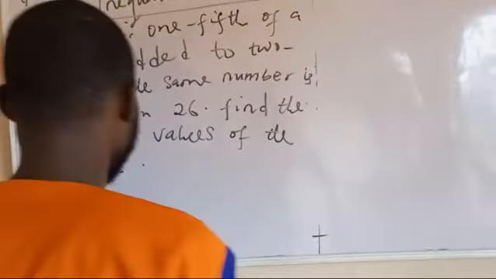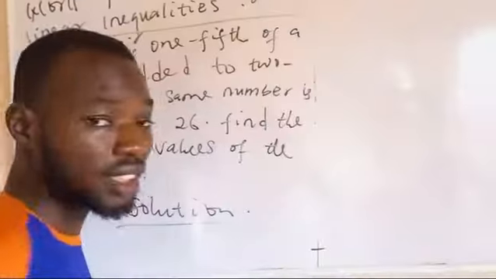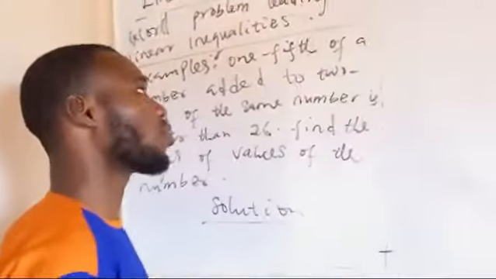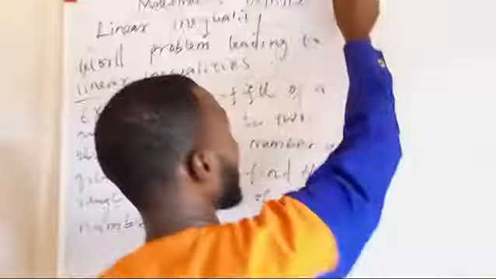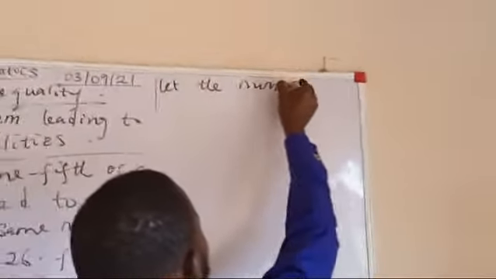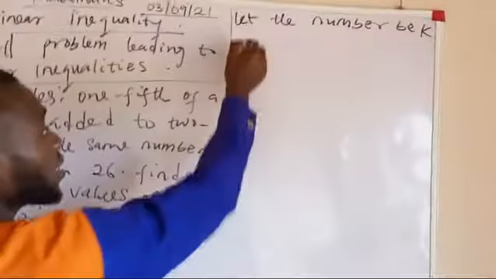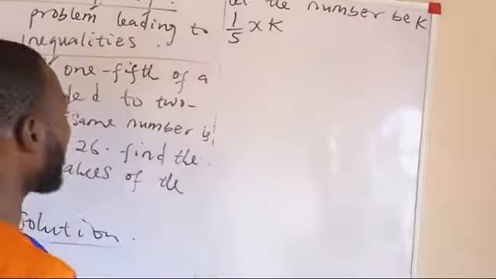Okay, so see what I'm going to do now. First of all, you go through the statement. 1/5 of a number. We don't know the number. We can use any letter to represent the number. Let the number be k. 1/5 of k is 1/5 times k, which is k/5.